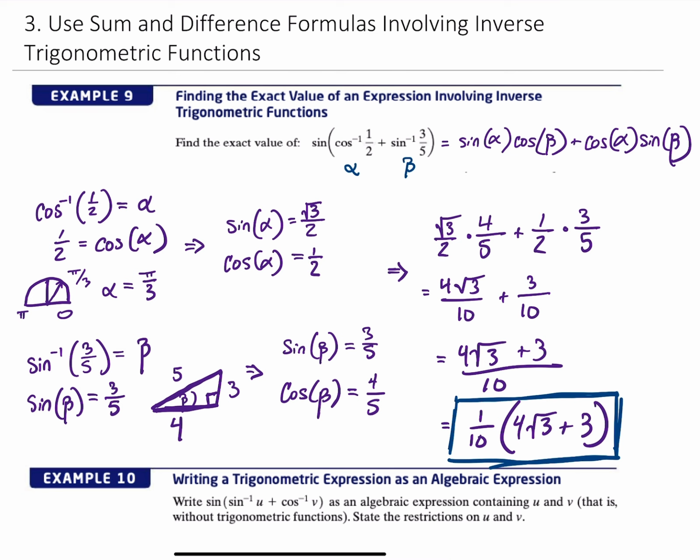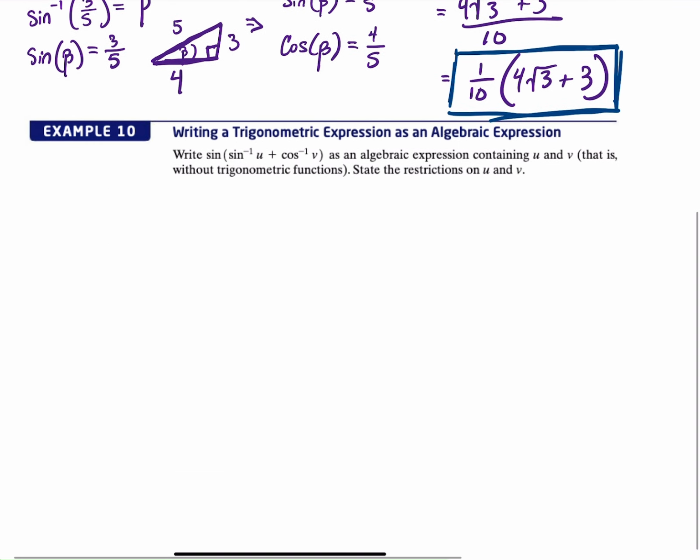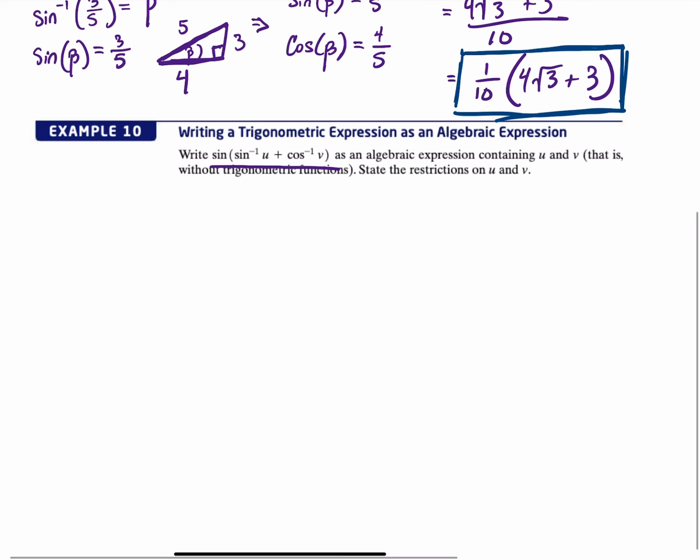All right, let's look at another example in the same kind of style, where things are more abstract. It wants us to write this expression, the sine of the inverse sine of u plus the inverse cosine of u, as an algebraic expression containing u and v, meaning without trigonometric functions. Well, let's take a similar approach. Let's call what is inside alpha, and let's call this part beta.